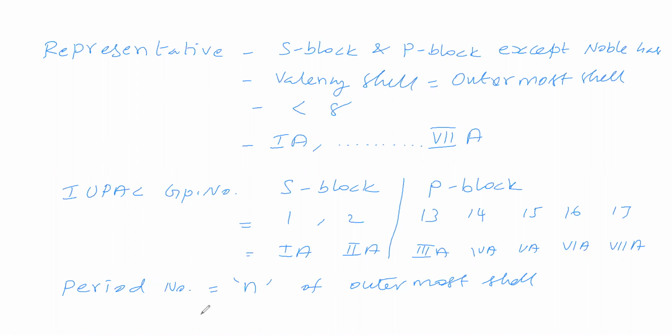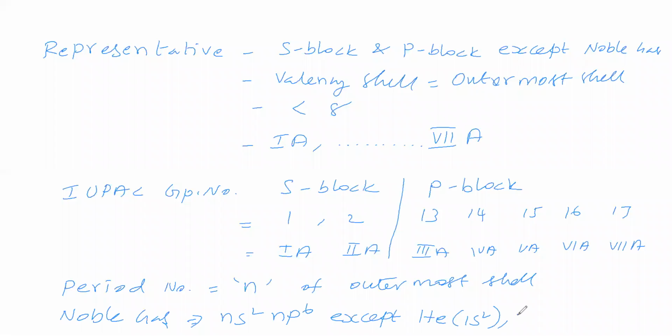Next, noble gases. How to find noble gases? The given element is a noble gas, how to know it? That we'll see. Noble gases means the general valence shell configuration is ns2 np6. That means the outermost shell will have 8 electrons, except helium. For helium alone it is 1s2. In the remaining ones, the outermost shell will have 8 electrons, ns2 np6. It is the octet configuration for noble gases.